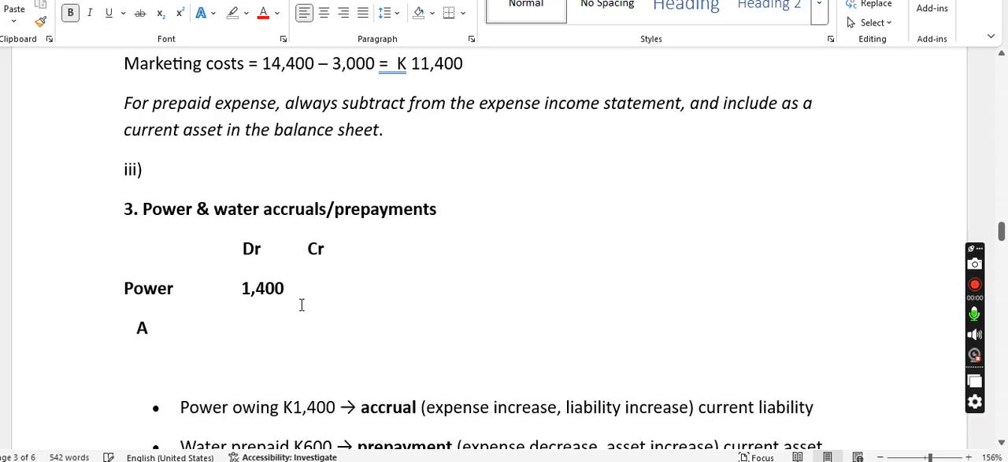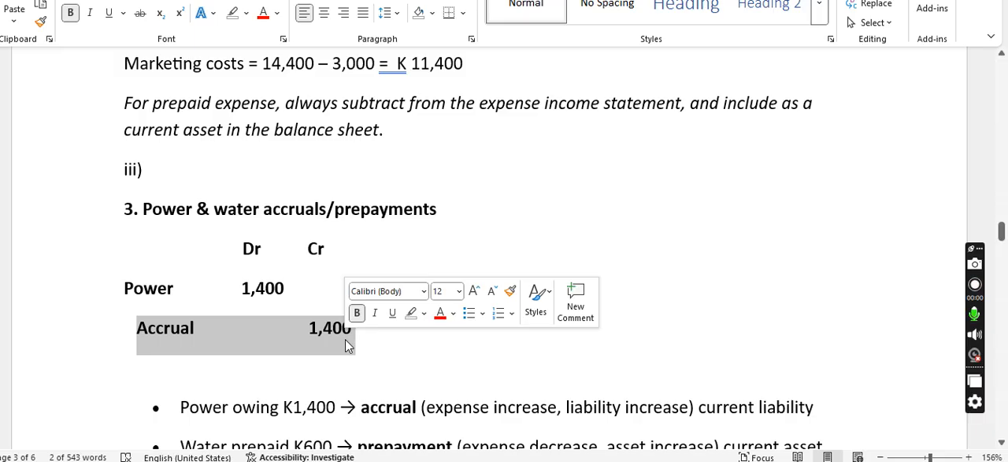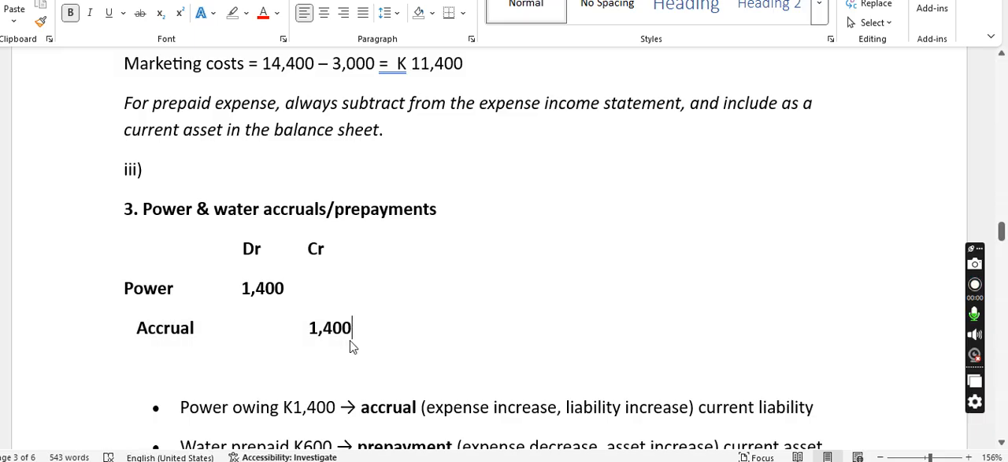Then the accrual, 1,400. This is where we say the accrued expense is a current liability in the balance sheet. Okay, this debit entry adds to the expense, and this credit entry, include it in the balance sheet as a current liability.